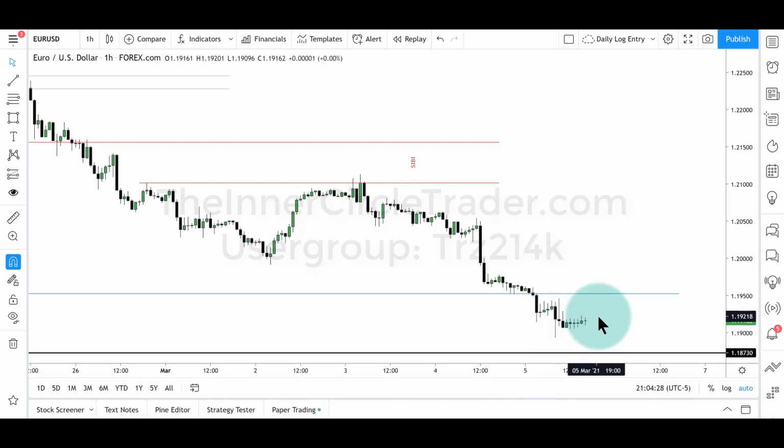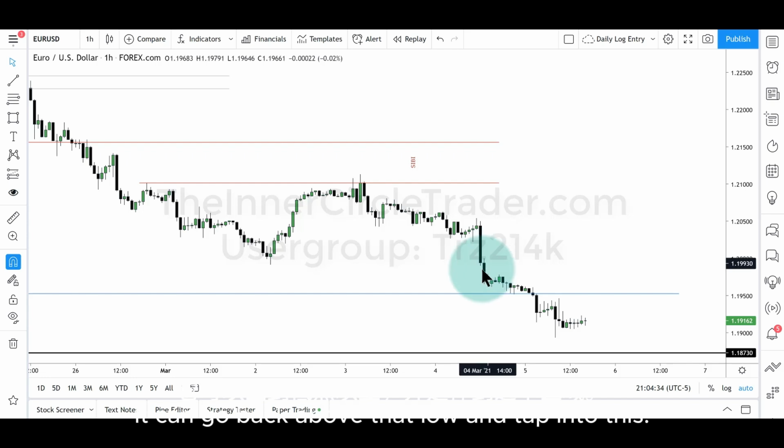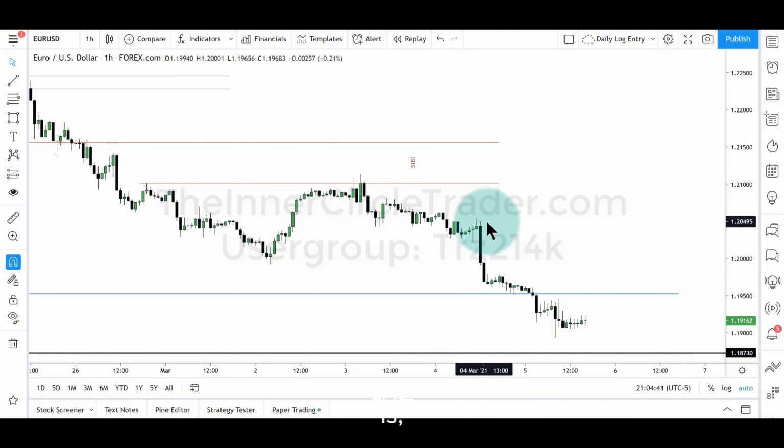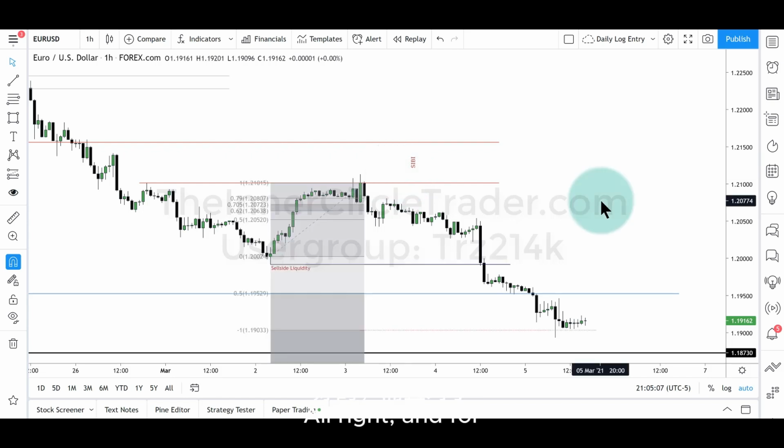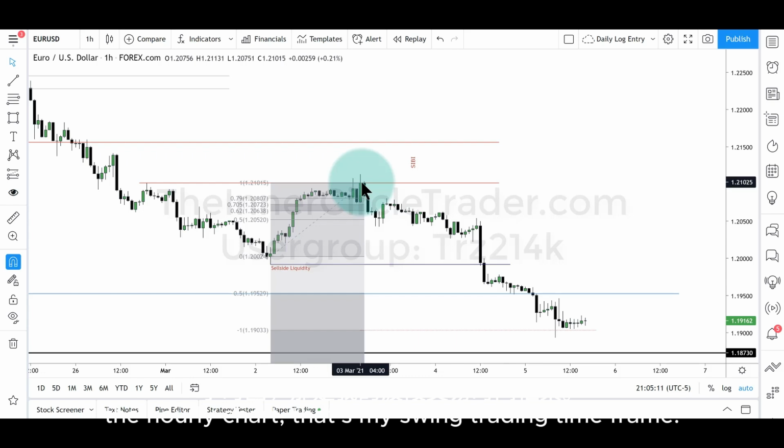So for the most part, you know, if it rallies, think right in here. It can go back above that low and tap into this. But anything more than that is, in my mind, concerning, and it may be a return back into the CIBI here, which would be not bearish in my mind. Okay. All right. And for the hourly chart, that's my swing trading time frame.